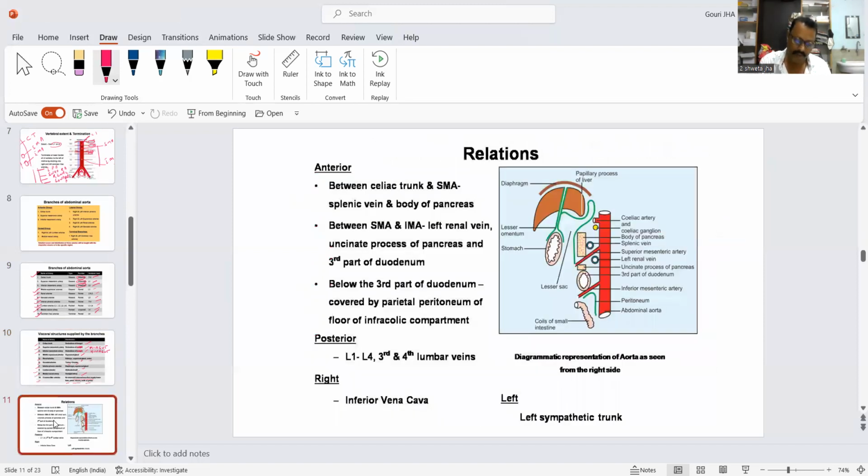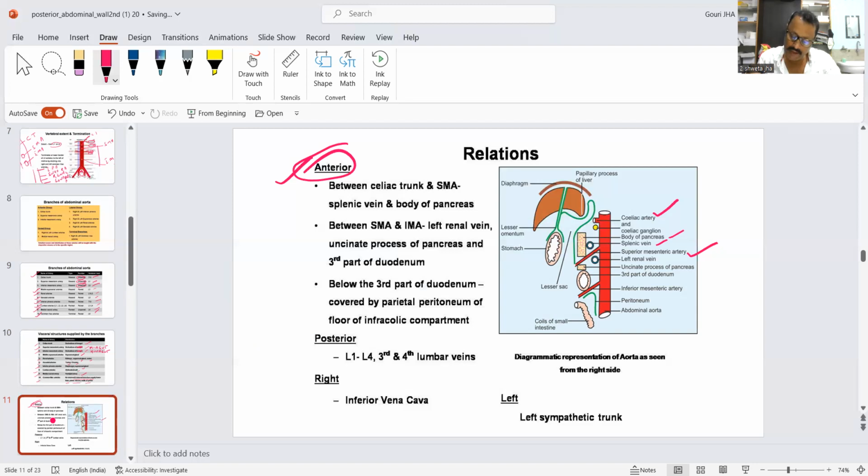Now regarding the relations of the abdominal aorta, which is a very important one. We talk about the anterior relation between the celiac trunk, we see this is the celiac artery, and the superior mesenteric artery. So what are the structures which are coming? First we see the celiac ganglion, then the body of the pancreas, then the splenic vein. So these are the structures which are coming in between the celiac artery and the superior mesenteric artery, anterior relation to the abdominal aorta.